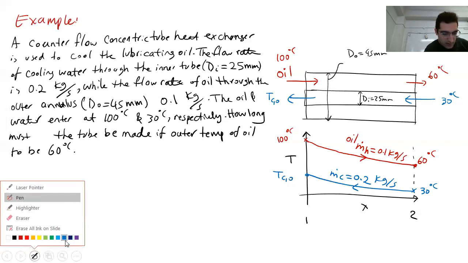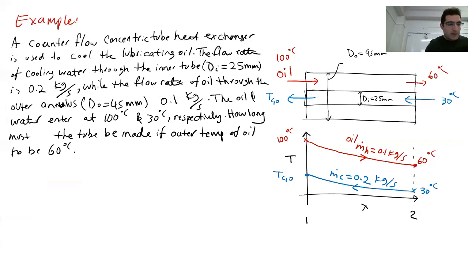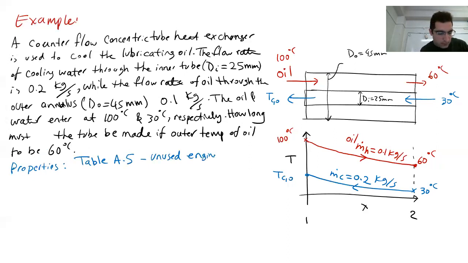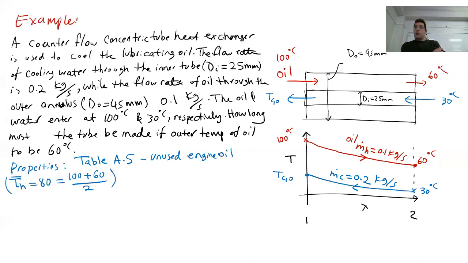So to solve this using log mean temperature difference, first of all, let's get the properties of oil and water at an average temperature, which means inlet temperature plus outlet temperature divided by two, right? So let's get the properties before we start. Properties of the fluid. For engine oil, table A5 at the back of the textbook, you can get for unused engine oil at an average temperature of 80 degrees C, which is equal to 100 inlet plus 60 outlet divided by 2, correct? So that's an inlet-outlet average for just the hot fluid.